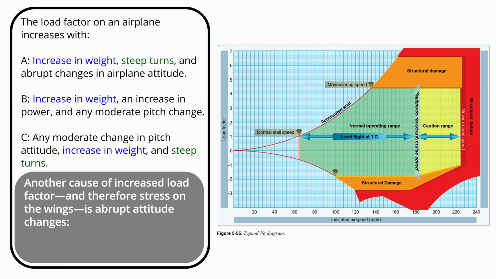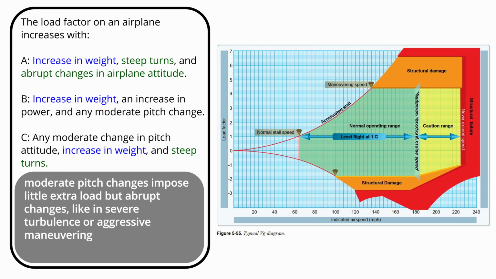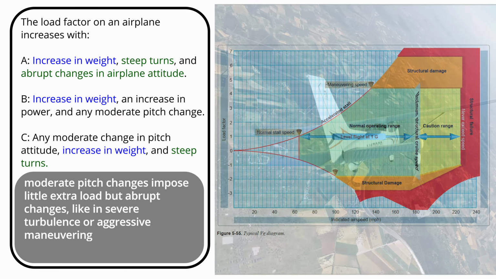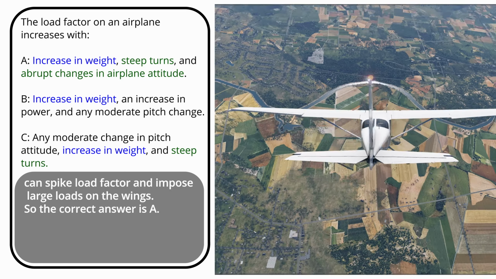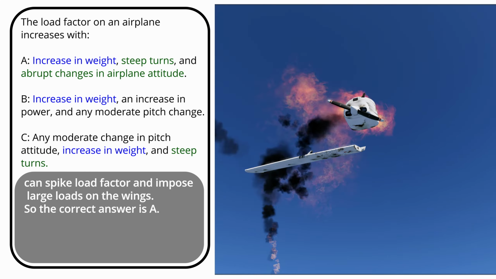Another cause of increased load factor, and therefore stress on the wings, is abrupt attitude changes. Moderate pitch changes impose little extra load, but abrupt changes, like in severe turbulence or aggressive maneuvering, can spike load factor and impose large loads on the wings. So the correct answer is A.